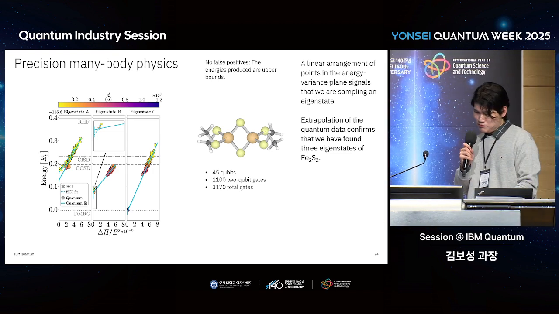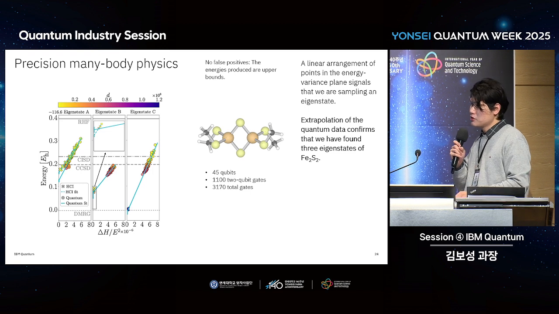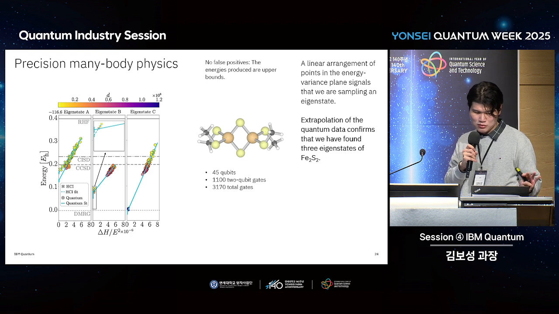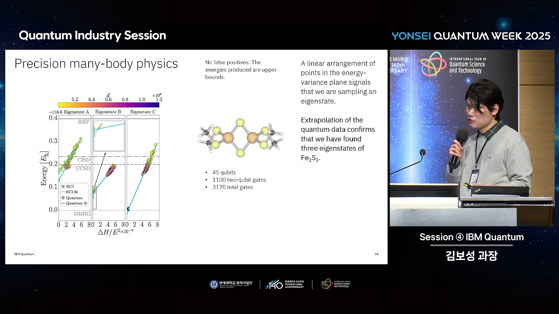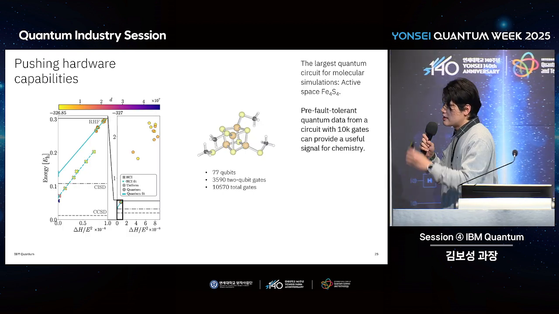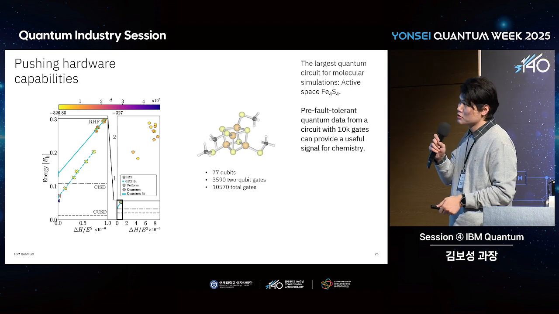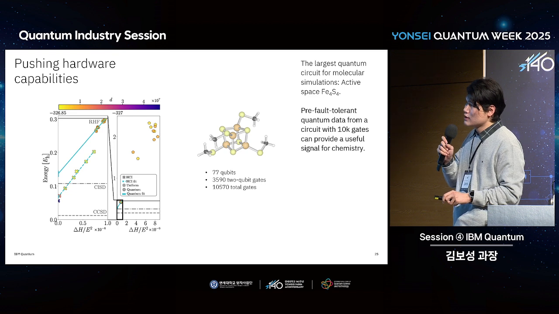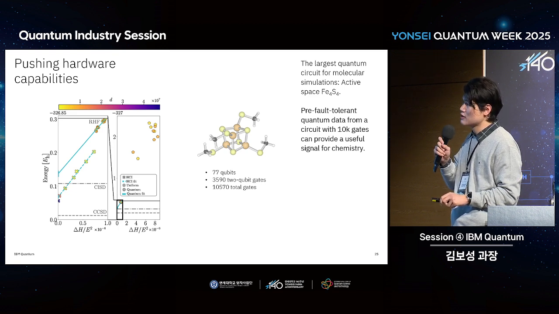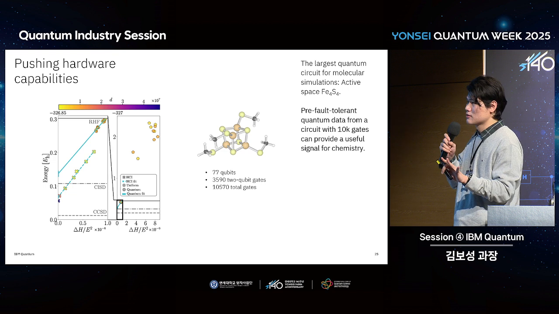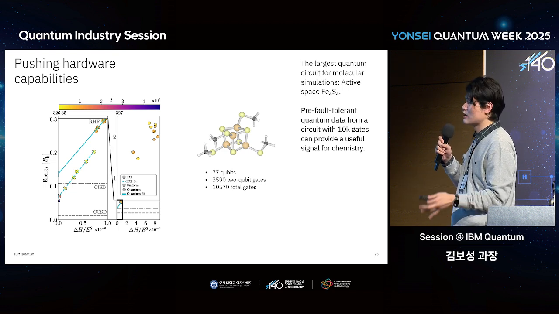So you can even see that in real experiments, we can run this whole experiment on our quantum device. And lastly, pushing to the extreme hardware capabilities, we also simulated Fe4S4, which requires 77 qubits and 3,600 two-qubit gates. It is the largest circuit for molecular simulation ever executed in the whole world.